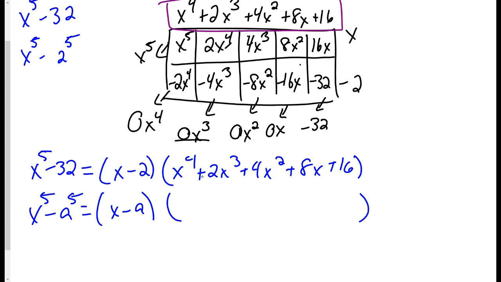And then what's the pattern that we see here? I get x to the fourth. Well, 2 is my a, so plus ax cubed. 4 is a squared x squared. 8 is 2 cubed, so plus a cubed x plus a to the fourth.